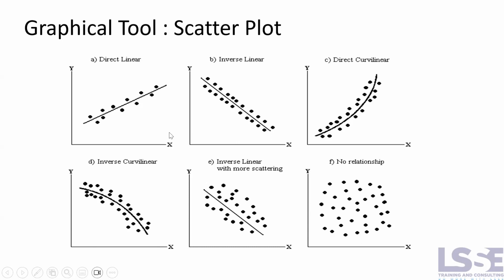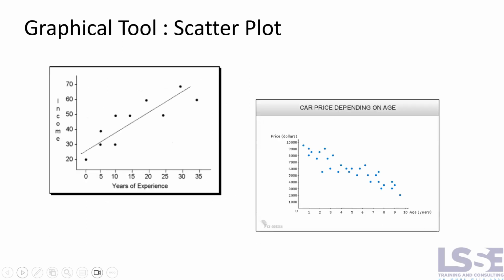In higher belts, like green belt or black belt, there is a computation of whether the relationship is significant. But for yellow belt, only a visual would suffice for this level. Okay, here are some examples of a scatter plot. Here, there is somewhat a direct linear relationship between income and years of experience.